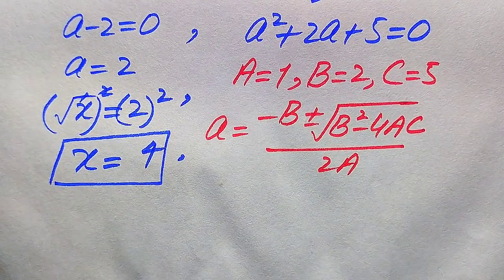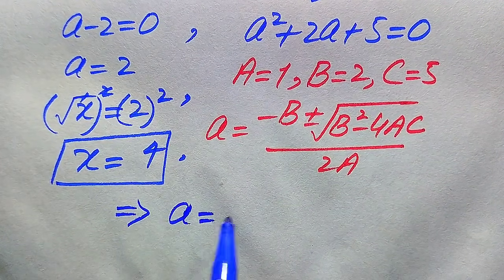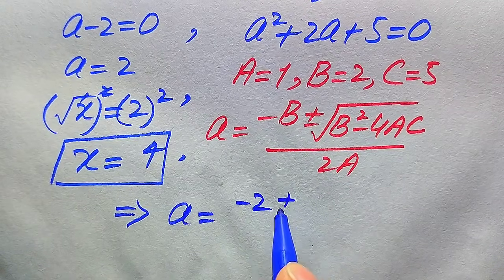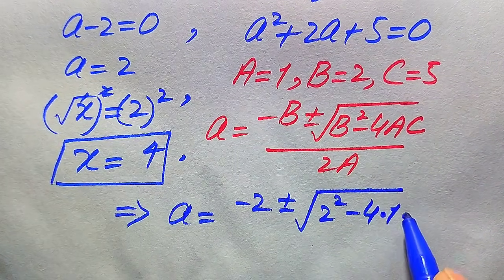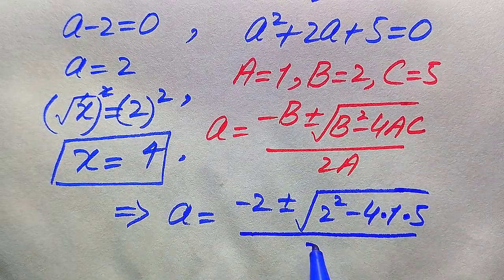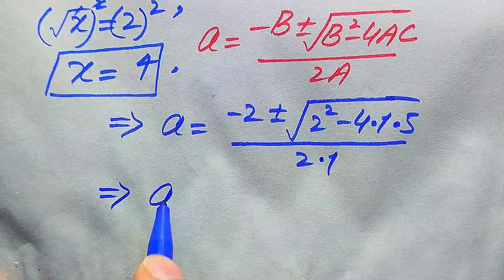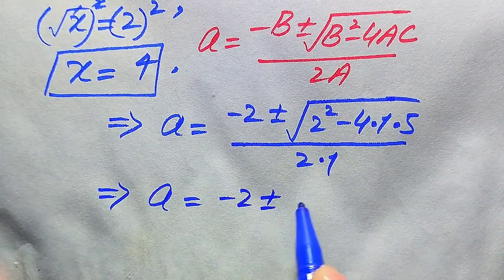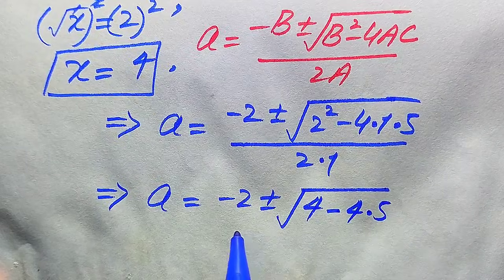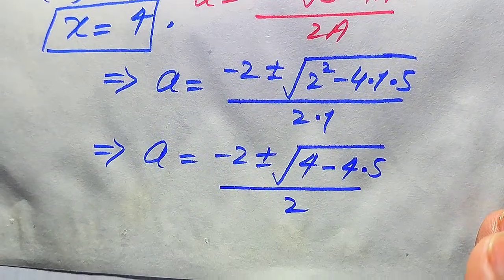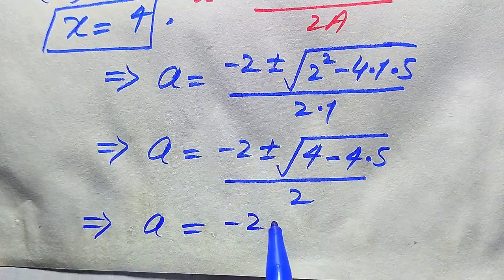So here we substitute the values of a, b and c, and when we substitute, the roots of this equation will be written as minus 2 plus minus square root of b square, b is 2 square, minus 4 times a, which is 1, and c is 5, divided by 2 times a. So here our a is equal to 1. And now in the next step we have a equals minus 2 plus minus square root of 2 square becomes 4, minus 4 multiplied by 5, divided by 2 times 1, which is 2.